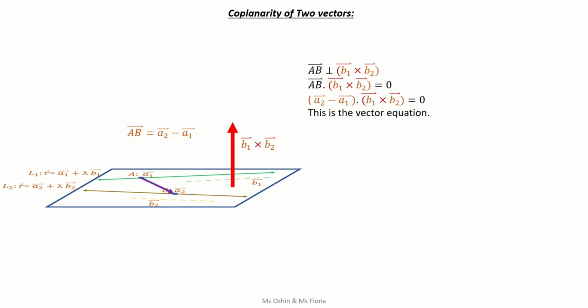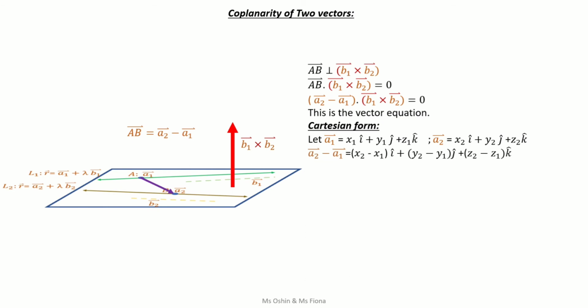In order to get the Cartesian equation, let us consider vector a1 as x1 i cap plus y1 j cap plus z1 k cap, a2 vector as x2 i cap plus y2 j cap plus z2 k cap. Vector a2 minus a1 will be x2 minus x1 into i cap, y2 minus y1 into j cap plus z2 minus z1 into k cap. Let us take vector b1 as a1 i cap plus b1 j cap plus c1 k cap and vector b2 as a2 i cap plus b2 j cap plus c2 k cap.